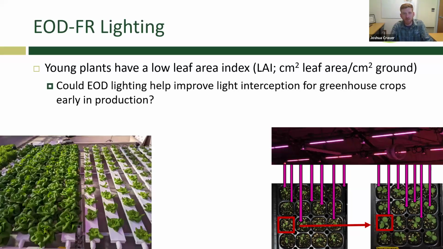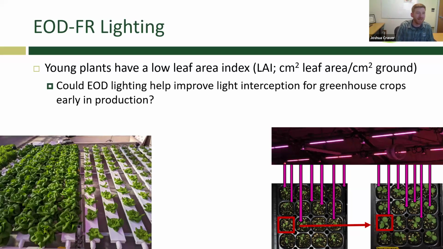And so one of our questions was, could we potentially use end-of-day lighting to help us expand these leaves early in production, to get some of this leaf area expansion, and as a result, improve light interception early in production? You can see that this isn't just for annual bedding plants. We see common responses in hydroponic crops as well, where if we could get earlier leaf expansion, we could close up those canopies, improve light interception, and as a result, hopefully improve light use efficiency in terms of how we use our supplemental lights and intercept those photons.